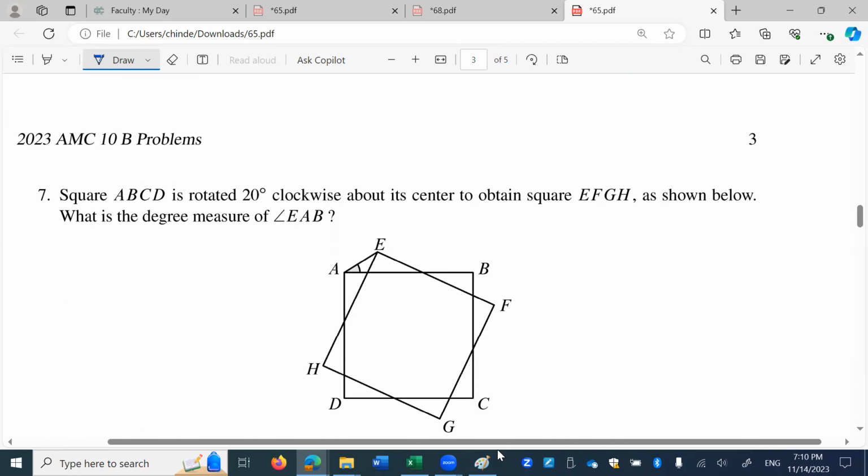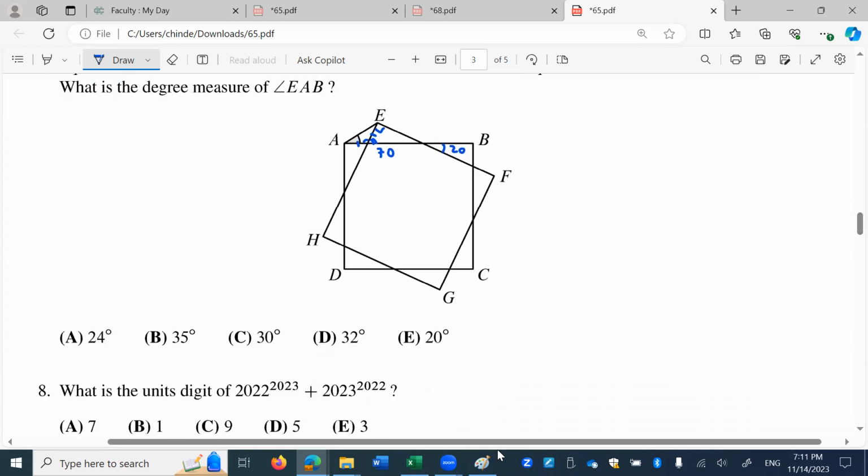So if it's rotated 20 degrees, that would be this angle, it's 20. It's a square, so that's a right angle. And that means that this angle here is 70. And by symmetry, this is an isosceles triangle. So the complementary angle is 110, and so the marked angle is half of 70. It's 35 degrees.